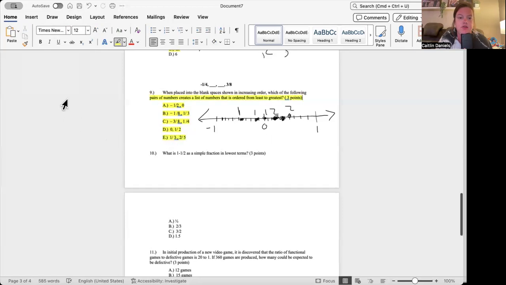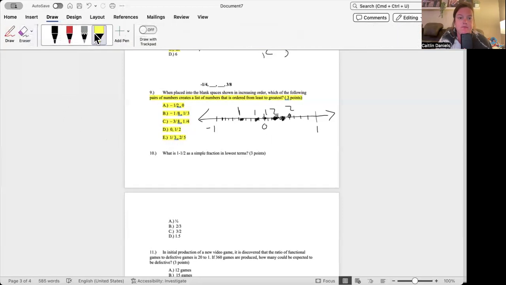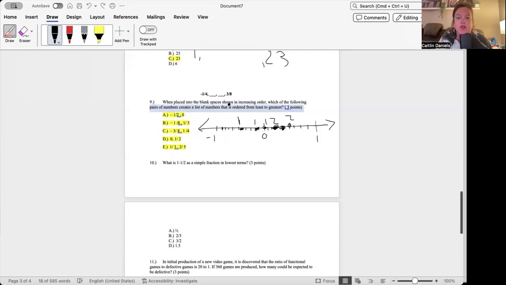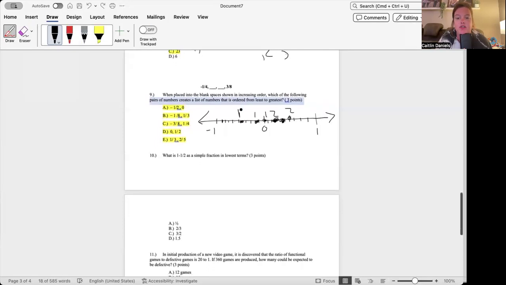From least to greatest. Gosh darn. Okay, thank you. When placed in blank spaces shown in increasing order, which of the following pairs of numbers creates a list of numbers that is ordered from least to greatest? They all are from least to greatest. Every one of them.